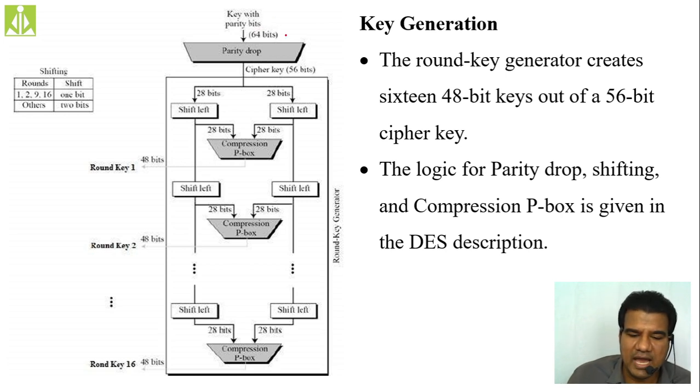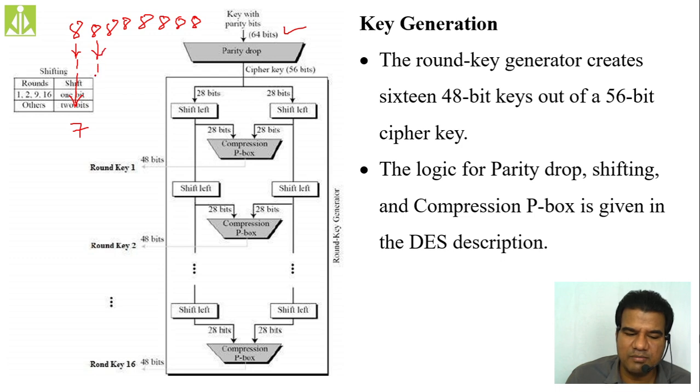Okay, so we have the 64-bit key. That 64-bit key we are giving to parity drop. What will this parity drop do? This 64 bits means how many 8s? Eight 8s, isn't it? So what it will do is, from each 8 it will drop 1 bit. So we will get how many bits? 7 bits, isn't it? Likewise it will drop 1 bit from each 8.